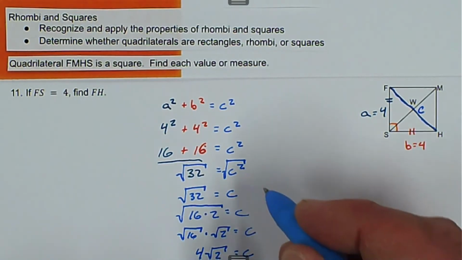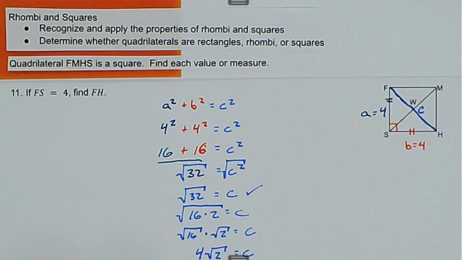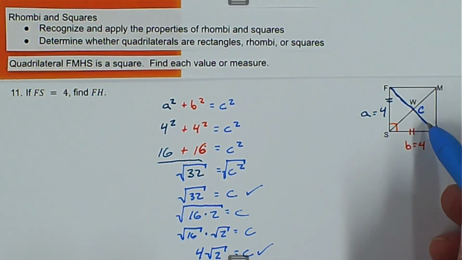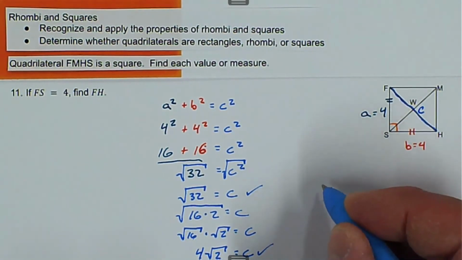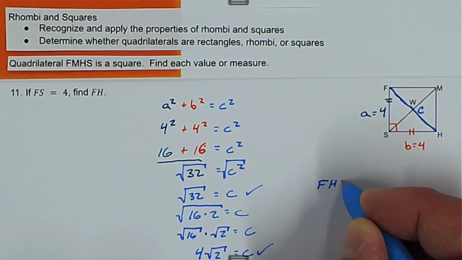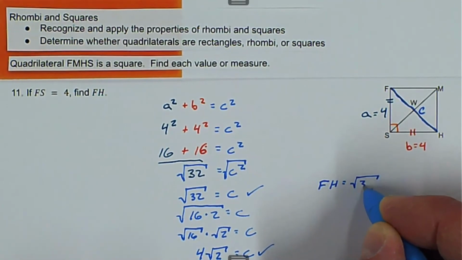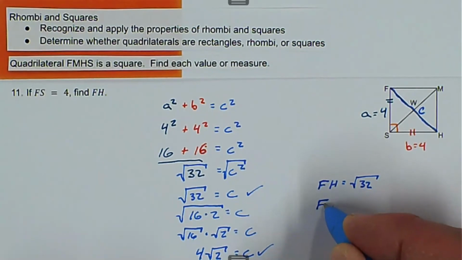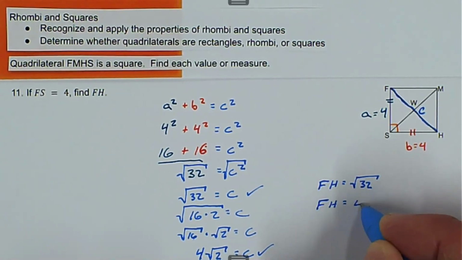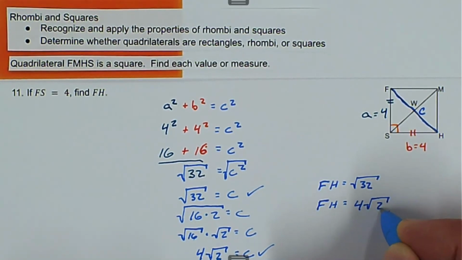Either one of those is correct. We can use the square root of 32 equals c, or 4 times the square root of 2 is equal to c. And remember, our c value was representing FH. So we can say FH is equal to the square root of 32, or we can say FH is equal to 4 times the square root of 2.